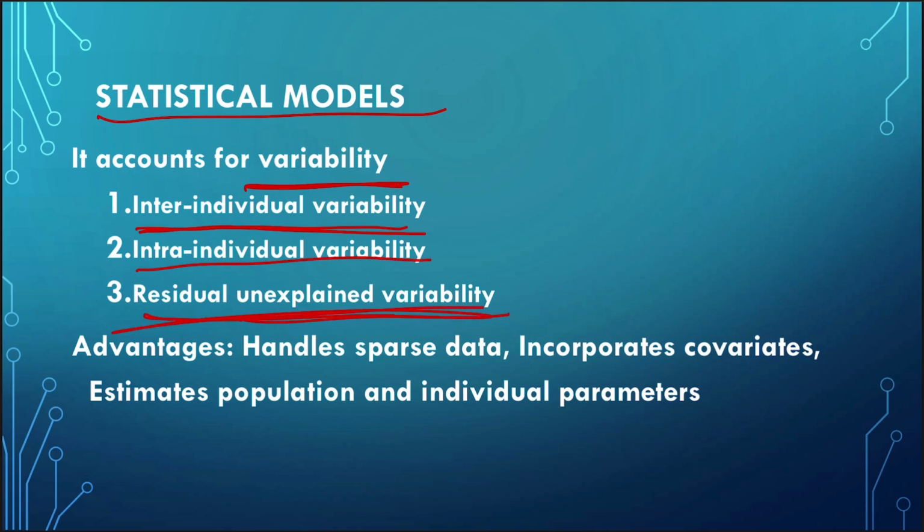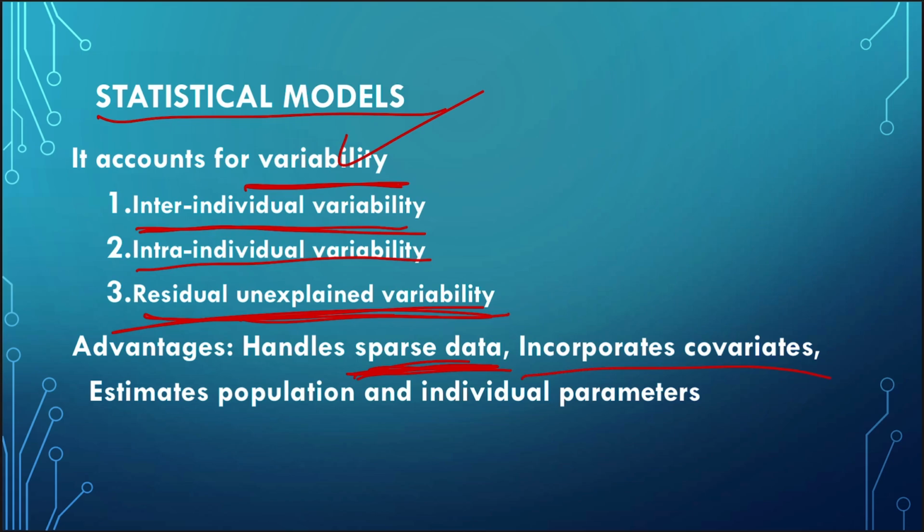The advantage of the statistical model is that it can even find out the pharmacokinetic parameters with the help of just a small amount of data, that is the sparse data. A little bit of data is also enough for the statistical model to predict some of the pharmacokinetic parameters. Then it also includes several covariates, the covariates which are actually going to influence the pharmacokinetic parameters.